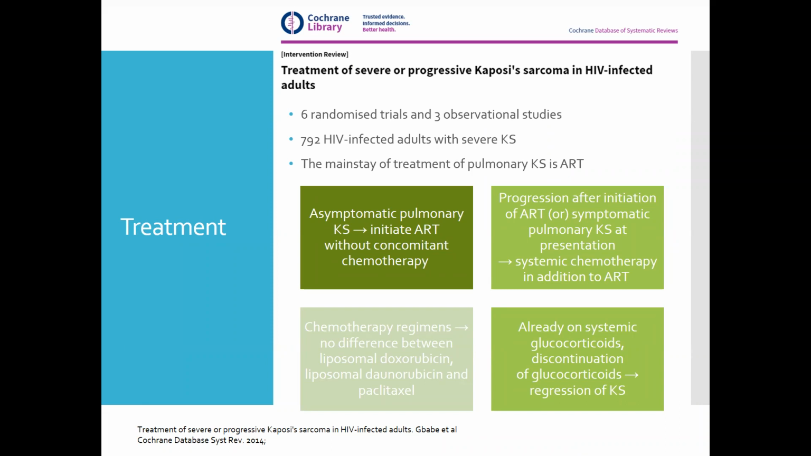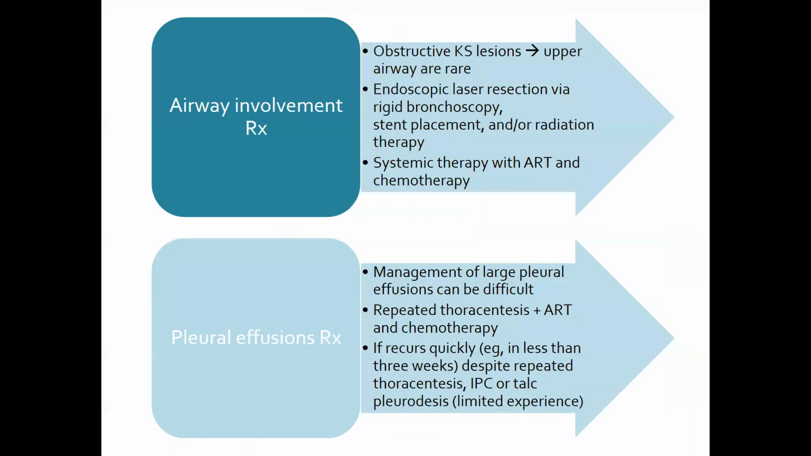So there is no significant difference between using doxorubicin, daunorubicin, or paclitaxel. And if you are already on steroids, then discontinuing steroids can result in regression of your Kaposi's disease. When you have airway involvement, although upper airway involvement is rare, when you have lower airway involvement causing obstruction or atelectasis, then rigid bronchoscopy, endoscopic laser resection, and stent placement may need to be done, along with antiretroviral therapy and chemotherapy.